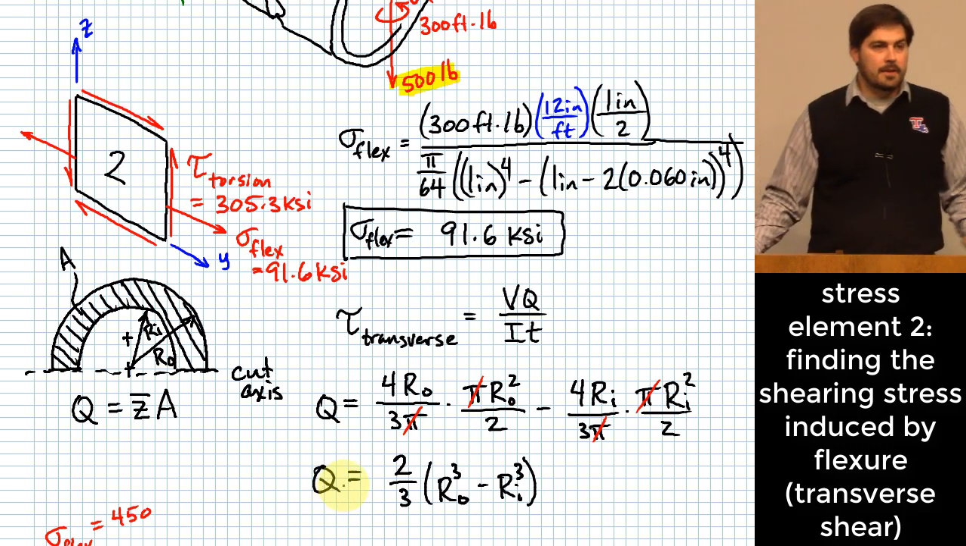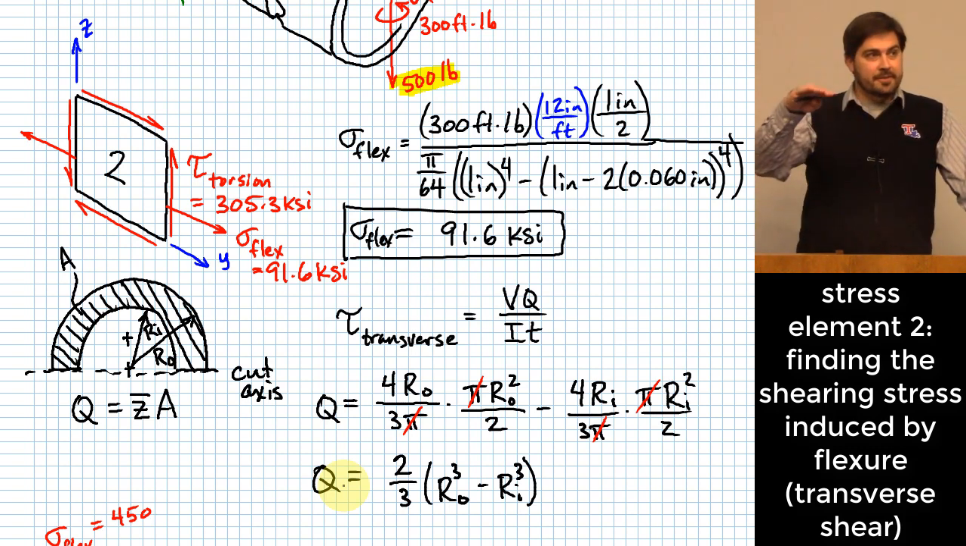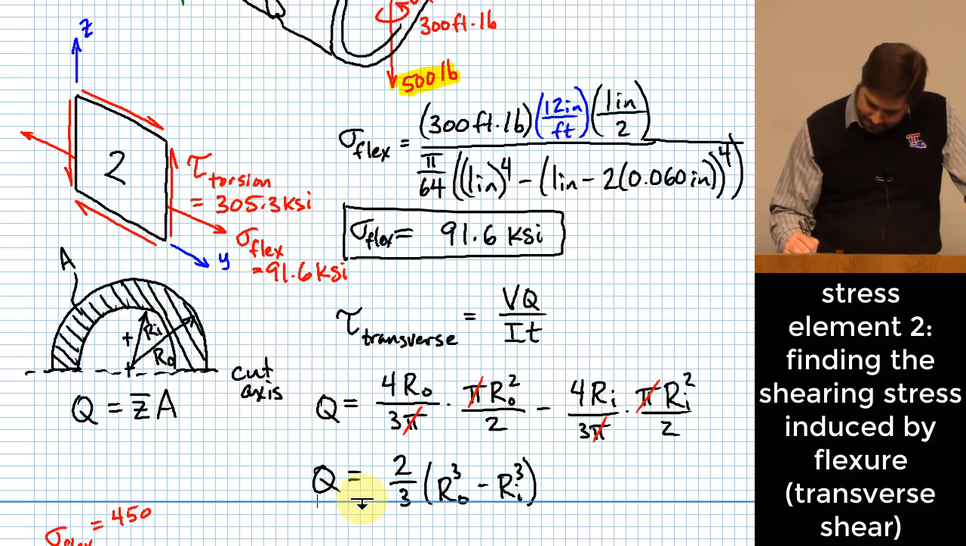Okay. And so what I come up with here is a formula for the Q value through the center of a hollow, round rod. Okay? That's what this kind of formula comes up with here. Now that we have that, we can plug in some values, right?